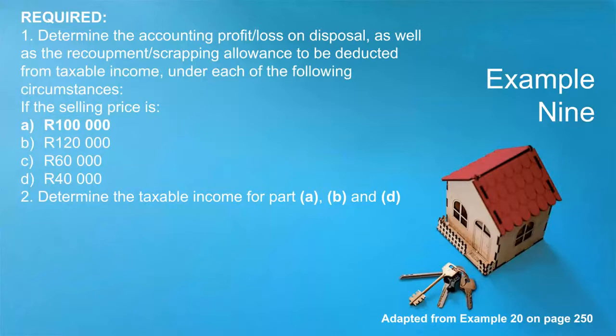Okay, so we've got three scenarios here. What we're asked to do is calculate the accounting profit or the loss on sale or disposal, as well as the recoupment or the scrapping allowance to be deducted from taxable income under the following circumstances. The first one, A, we're selling the asset for 100,000 rand, and we're also told to determine the taxable income for A. So let's just do A first, and we'll return and look at the rest.